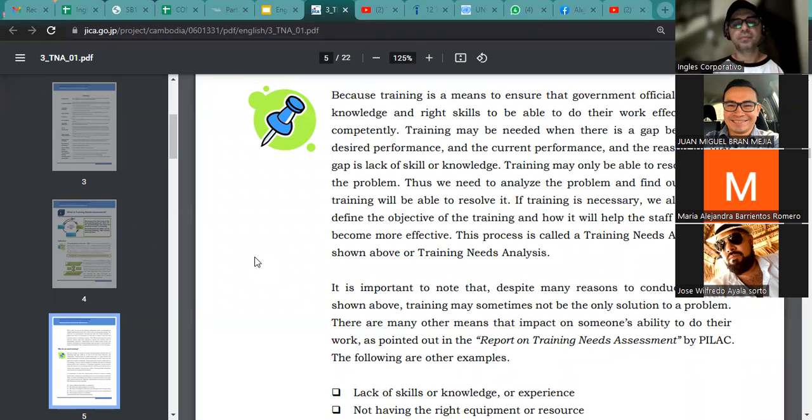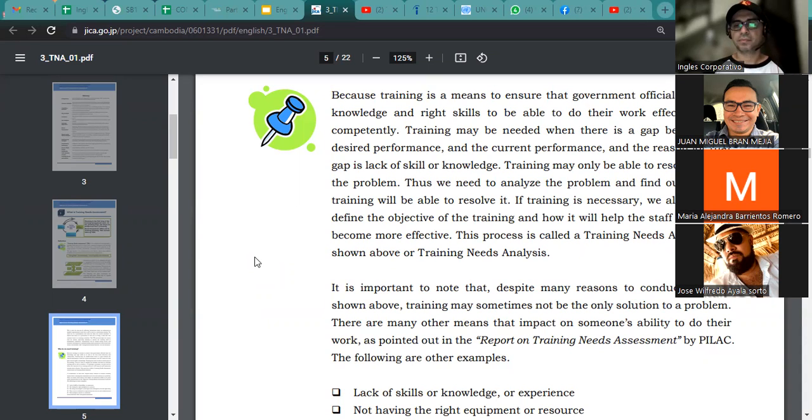It says, because training is a means to ensure that government officials have the knowledge and right skills to be able to do their work efficiently, effectively and competently. Training may be needed when there is a gap between the desired performance and the current performance, and the reason for the gap is lack of skill or knowledge. Training may only be able to resolve part of the problem. Thus, we need to analyze the problem and find out whether training will be able to resolve it.